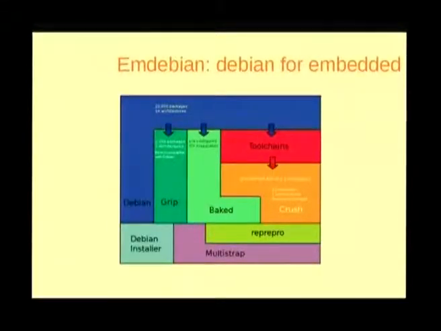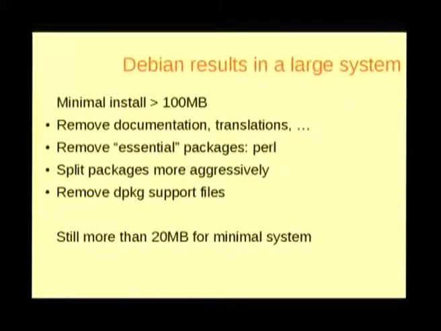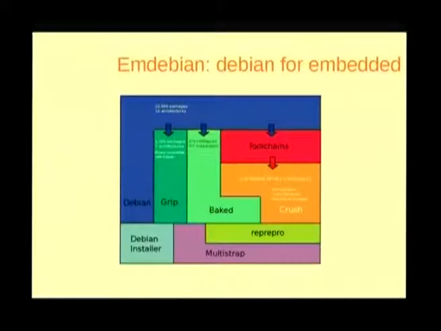So here's an overview of what Emdebian is. The idea is to make maximal use of the 20,000 packages that are available in Debian. And the easiest way to do that is what Emdebian calls grip, so getting a grip on Debian. It mainly does this first part, removing the stuff that you don't need, the documentation, translations, and also a bit of splitting the packages.